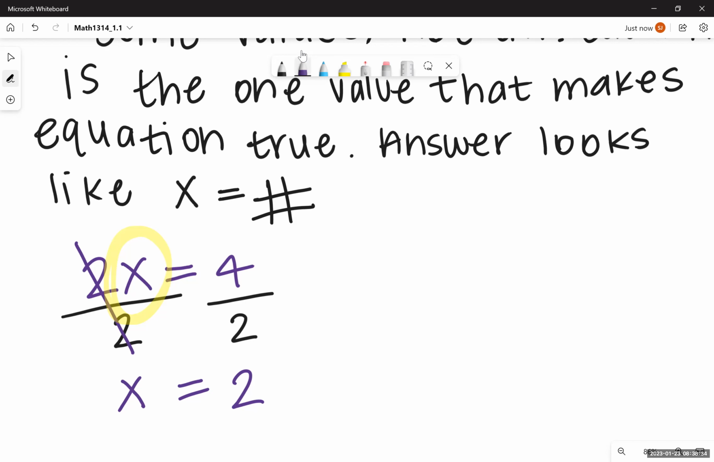Now, there's a possibility that if they do ask you for the solution set, so I'm just writing solution set.